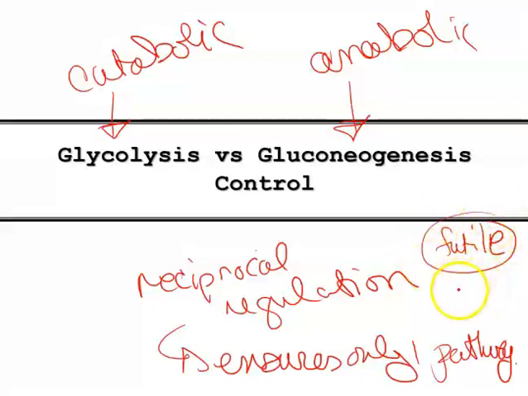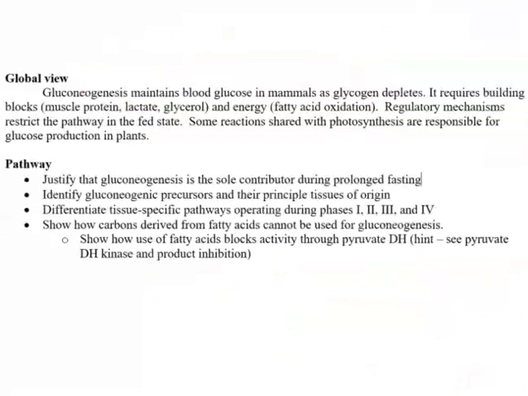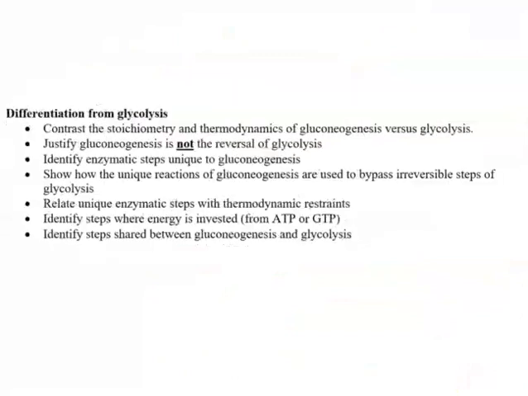Futile cycles happen when complementary or reciprocal pathways run together in the same location at the same time. We achieve nothing, no net change, and all we do is waste energy. Here are the learning objectives, which you should read through on your own.